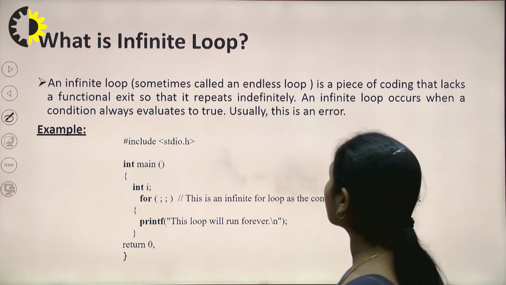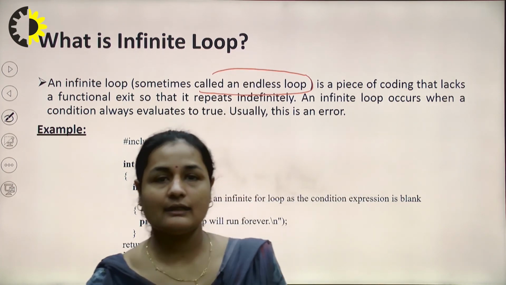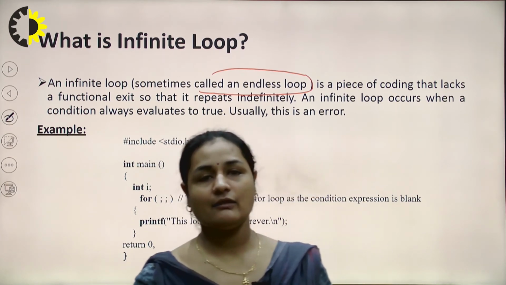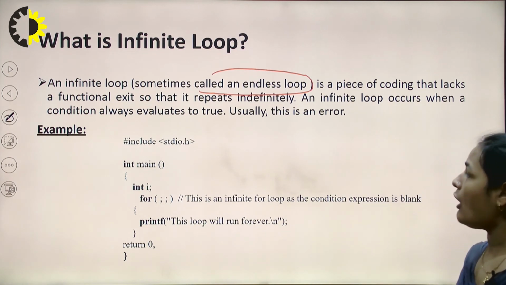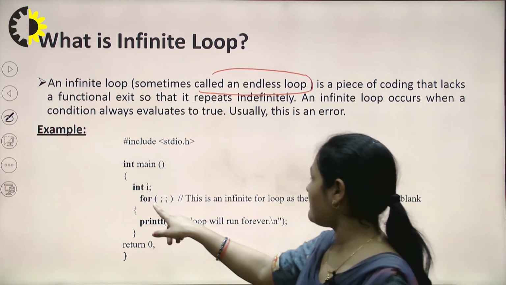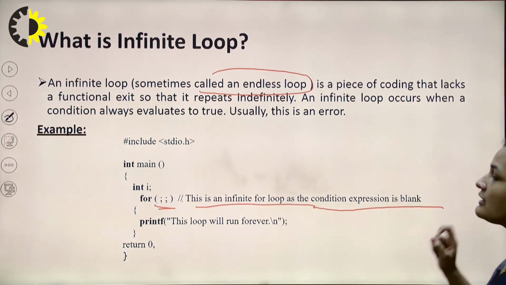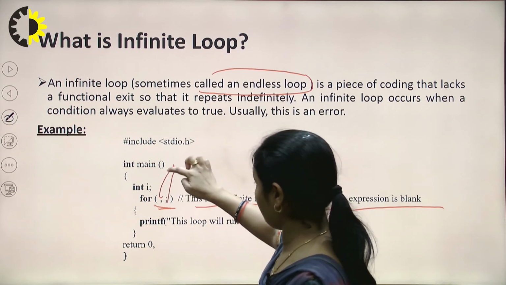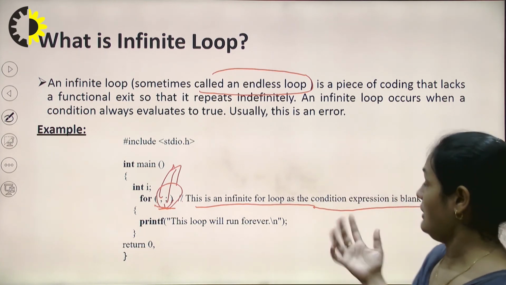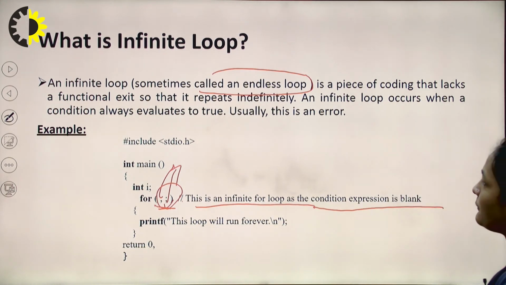An infinite loop, sometimes called an endless loop, means a loop that does not end. It is a piece of code that lacks a functional exit so that it repeats indefinitely. An infinite loop occurs when a condition always evaluates to true. Usually it becomes an error. Here we simply write for(;;). This is an infinite loop as the condition expression is blank, because we do not give any test condition for how many times the loop will execute. So it will run forever. This is an example of an infinite loop, an endless loop.